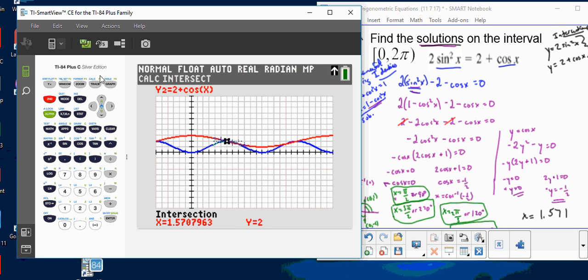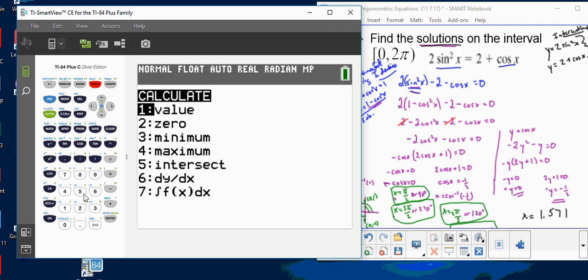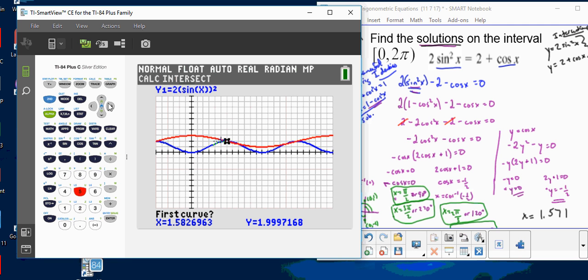We're going to go second, trace, go to 5. We're going to find that intersection. Now, I have to move my cursor. So you have to move your cursor close to that other intersection point. All right there. And you press enter. Press enter again, second curve, and you get your guess. And now it's going to say 2.094. All right, so we're going to put that in there.